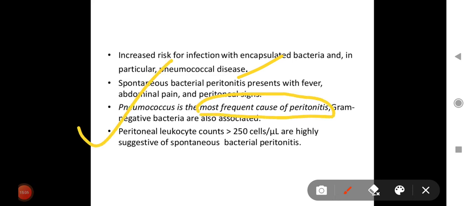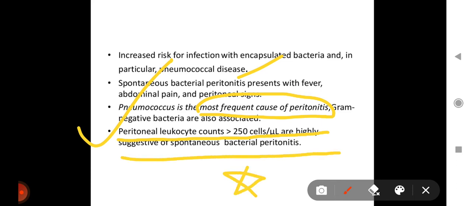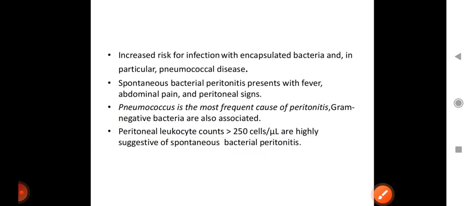So you have to write pneumococcus infection, and a peritoneal or ascitic fluid leukocyte count of more than 250 cells per microliter is highly suggestive of spontaneous bacterial peritonitis. So these are viva as well as OSCE questions. It goes either way.